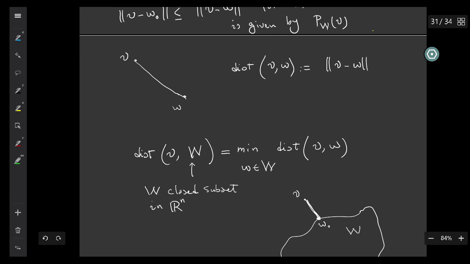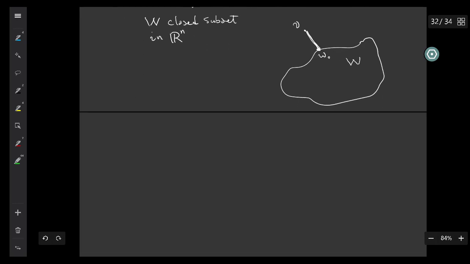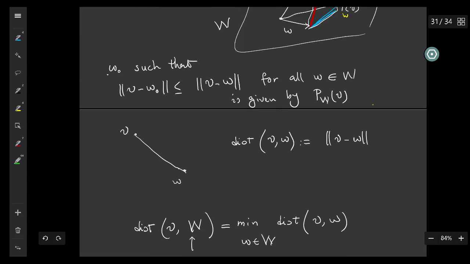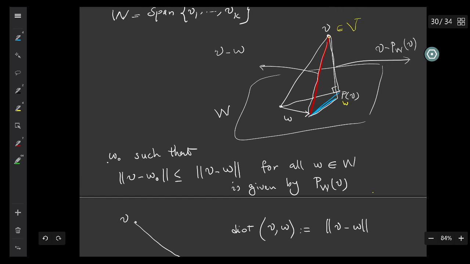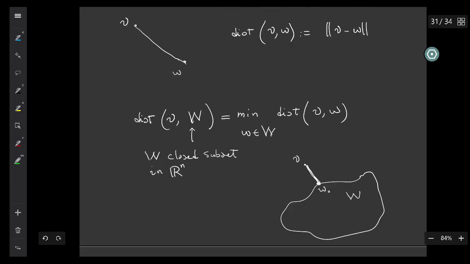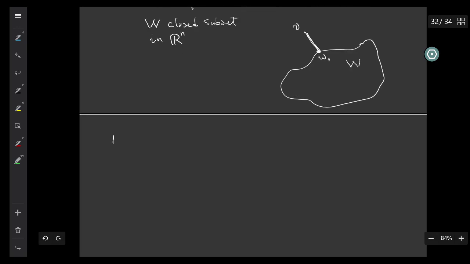Okay, that's very nice. And therefore, what we can do is to use the orthogonal projection and all the formulas that we have found to say that the distance of one point and subspace is just given by the norm of V minus P_W V.